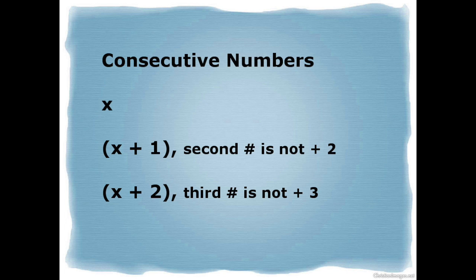And the same thing is true for the third consecutive number. It's going to be x plus 2. You hear third, you want to say x plus 3. Don't do that. So it's x, x plus 1, x plus 2. And that would be three consecutive numbers or three consecutive integers.